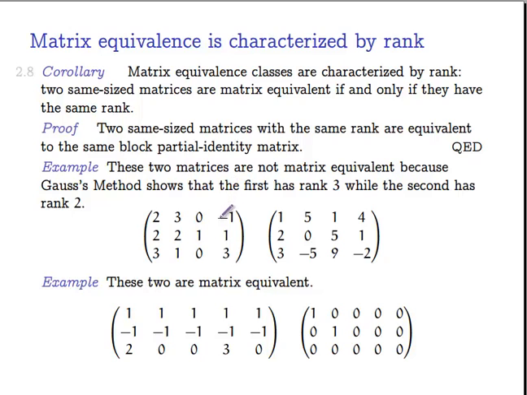Okay, so for instance, these two matrices are not matrix equivalent because you can show they have different ranks. And these two matrices, as long as you can show they're the same rank, they are matrix equivalent. And you could do that explicitly by row reducing this and then column reducing. Okay, and that's it.